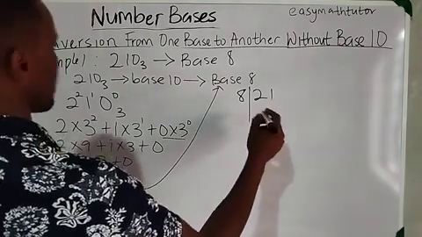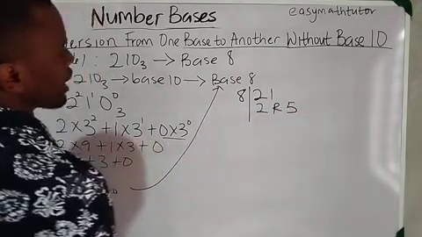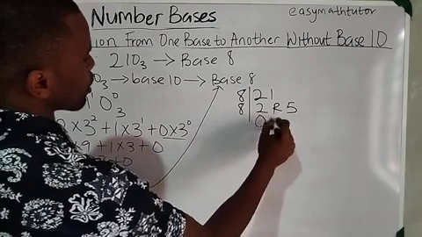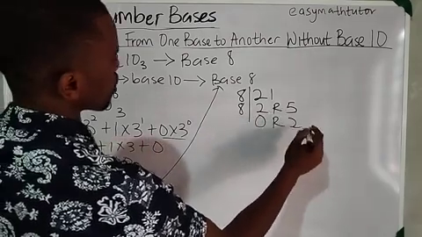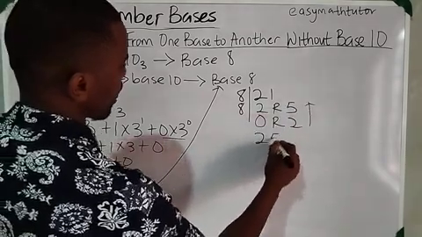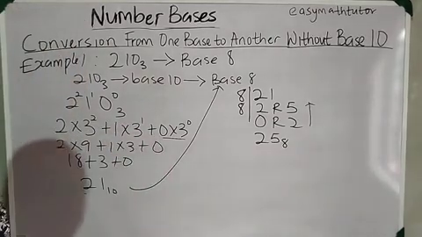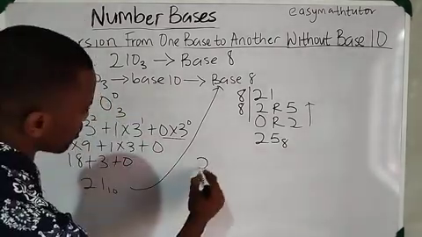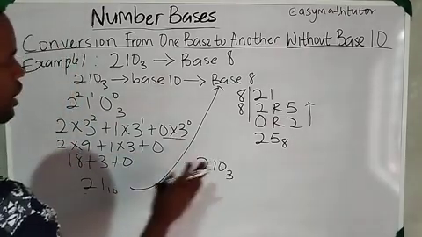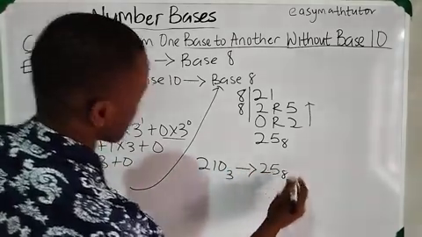So 21 divided by 8 gives you 2, remainder 5. And then we divide again. 2 divided by 8 gives us 0, remainder 2. We take our answer from the bottom up. That gives us 25 in base 8. So it means that for our 210 in base 3, we have been able to successfully pass through base 10 and then to base 8, and we got 25 in base 8.